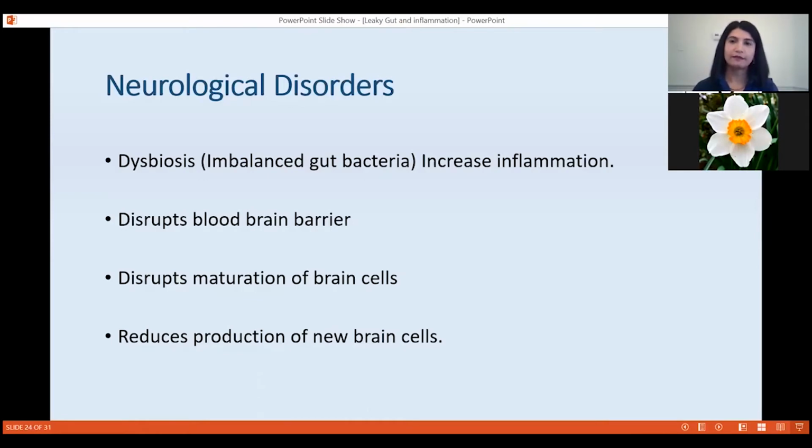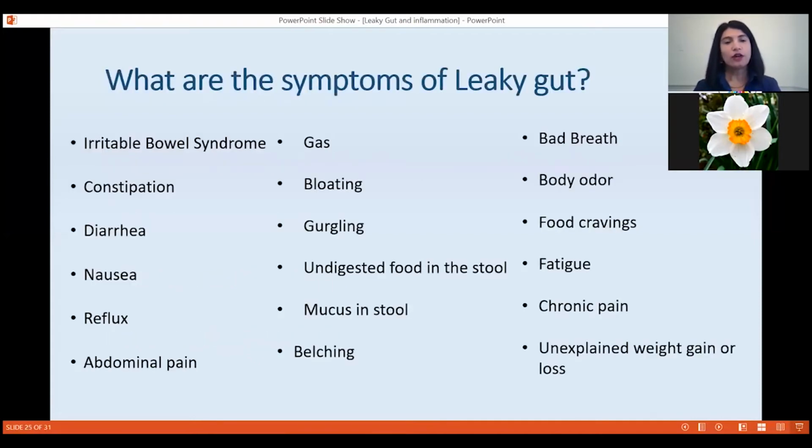What are the symptoms of leaky gut so we can watch out for them? It's very interesting that when we talk about the symptoms of leaky gut, they're not very uncommon symptoms. So we find people who will complain of irritable bowel syndrome, constipation, diarrhea, and a lot of times they don't even realize it's a problem.